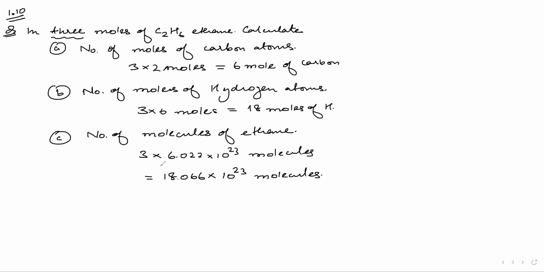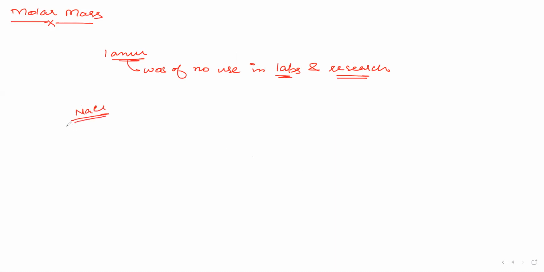So how this molar mass came into being, and also we will talk about this number, the Avogadro's number, how this number came into being. So when chemists defined one AMU, this unit of AMU was of no use in labs, okay, and research. Now, if you are going to do any experiment, if you will weigh, for example, NaCl, then you won't be weighing in AMUs, right? Whatever measurement devices we have, we will always measure them in terms of grams, correct?